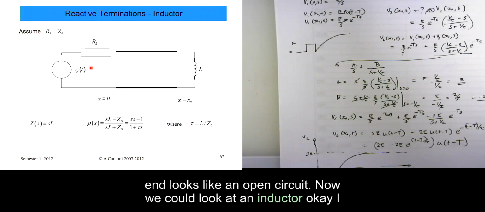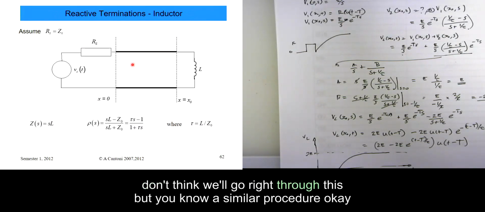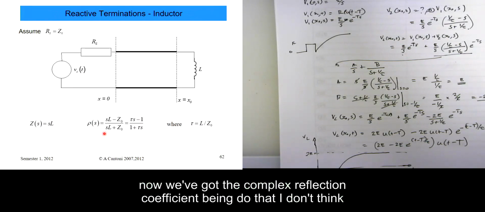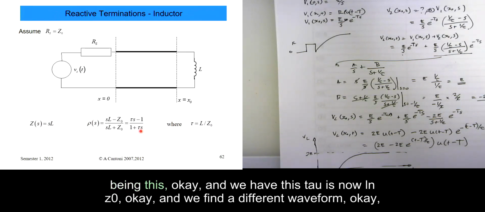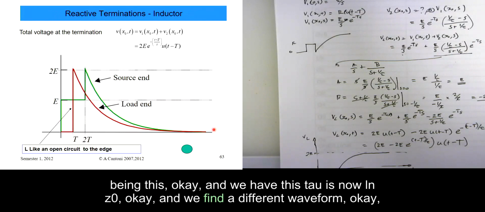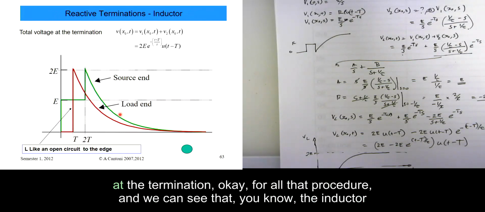True. We could look at an inductor, okay? I don't think we'll go right through this, but a similar procedure. Now we've got the complex reflection coefficient being this, and we have this tau is now L on Z0, okay? And we find a different waveform at the termination.